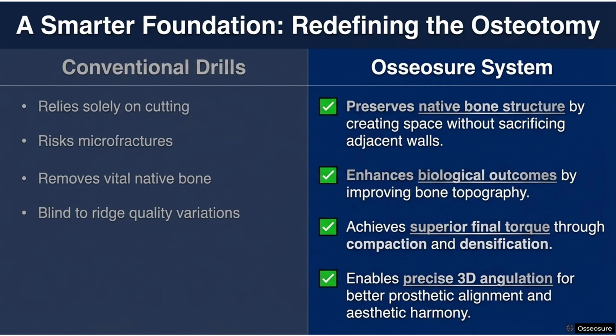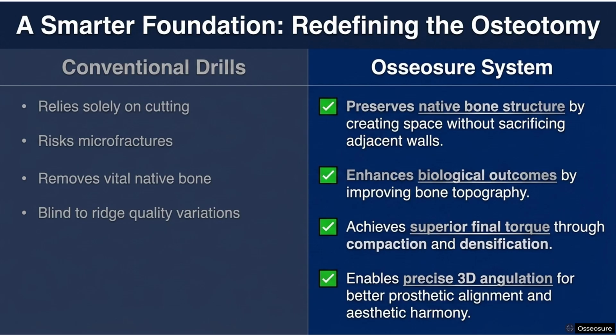OsseoSure will condense the bone, it will compact the bone, it will enlarge narrow ridges. At the same time, it can help you elevate the sinus floor indirectly, even when the available bone under the sinus is 2 millimeters or less. You will always get superior final torque and you can place implant with better angulation for aesthetics.